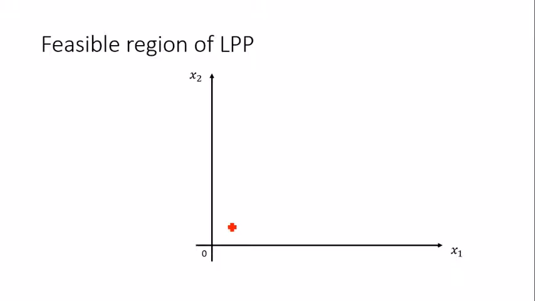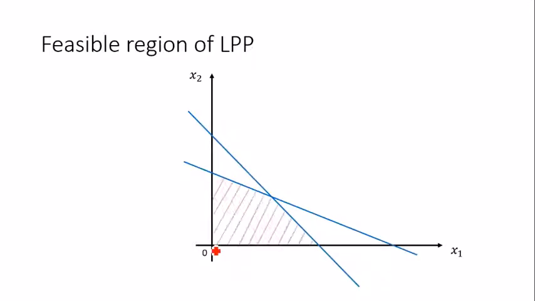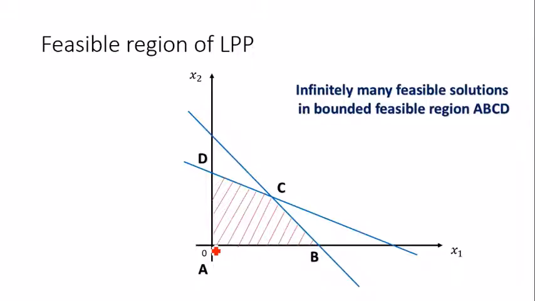So to understand the solution technique, let's have a look at what the feasible region of a linear programming problem looks like. I've taken the example of two variables so that graphically we can see the feasible region. I've taken a hypothetical example in which I have drawn these two constraints, and this is the shaded region which I am assuming to be my bounded feasible region. It has four corner points A, B, C, D. But if you ask how many feasible solutions there are, the answer is infinitely many, because the variables x1, x2 can take continuous values.